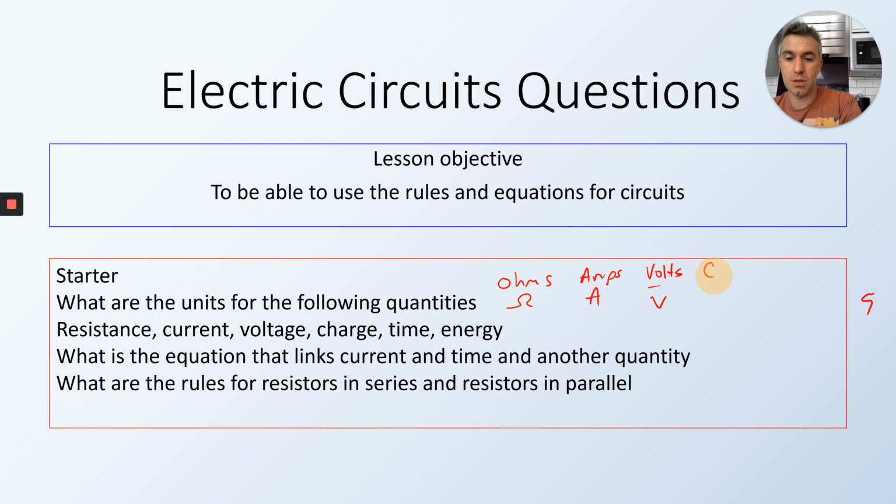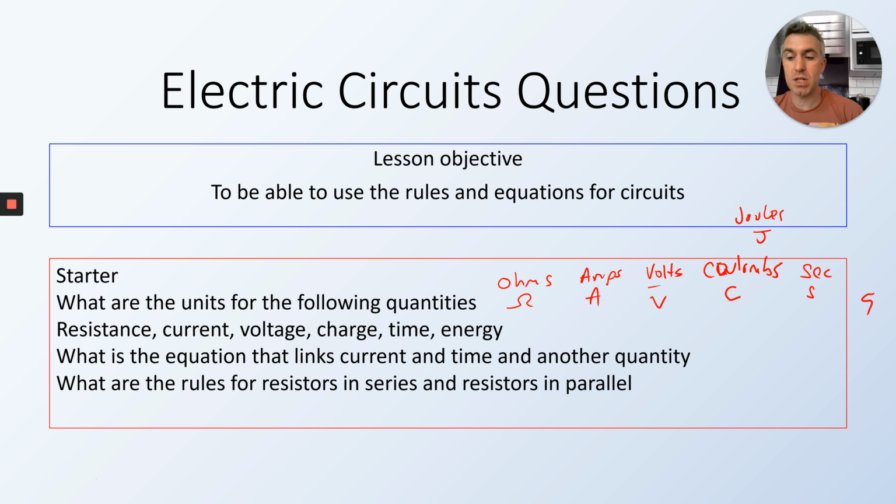Charge, I shouldn't write charge, I should have written coulombs. That's going back to the beginning, and that is measured in C, and time is in seconds, and that's measured with an S, and energy is joules, and that's with a J.